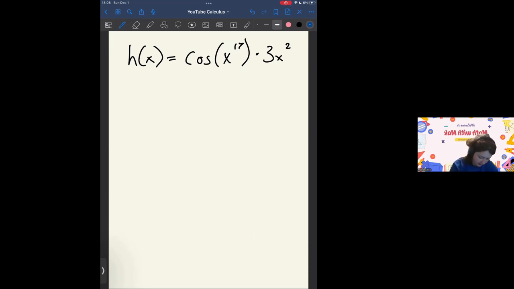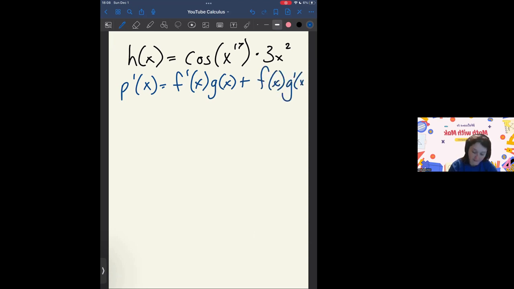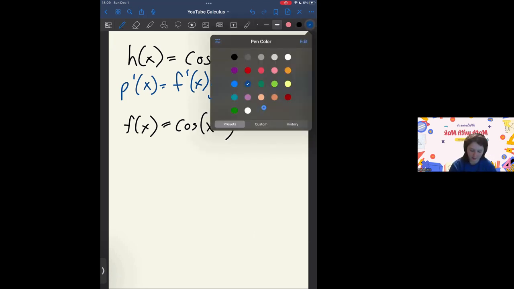So just to remind us, the product rule, p prime of x, and I'm just going to call it p for product, is f prime of x times g of x, plus f of x times g prime of x. So now our f of x is cosine of x to the 17th. But remember, this is a problem, right? Because we don't know that.